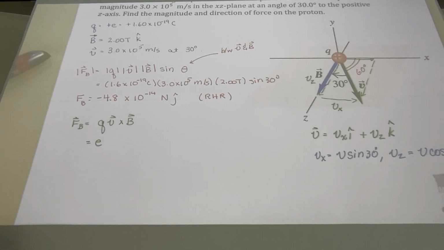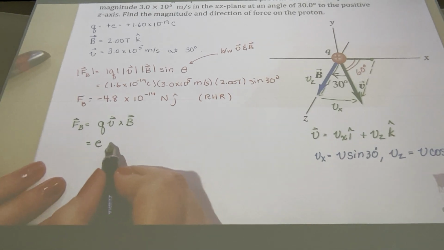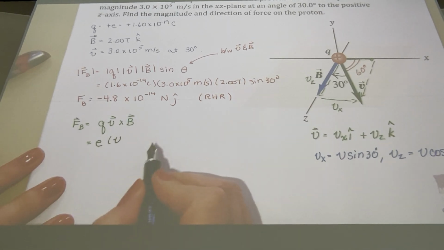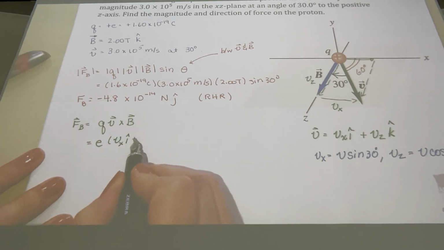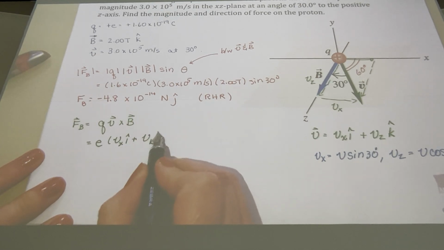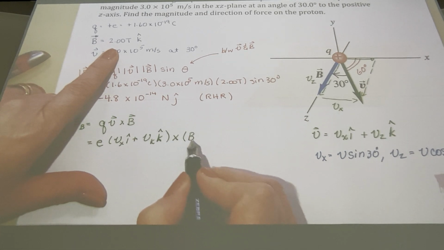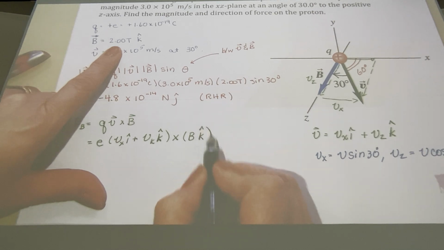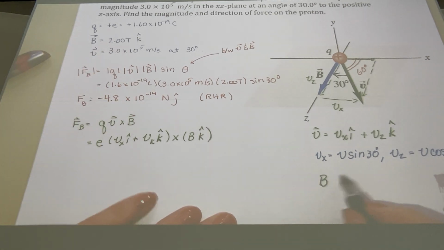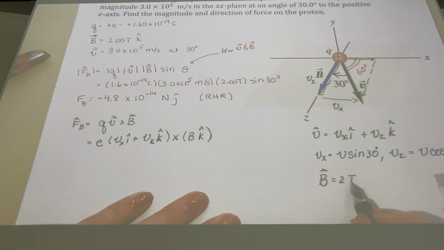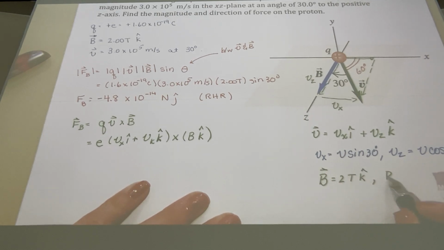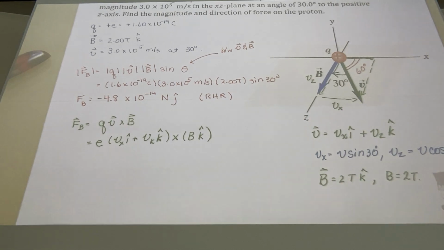We're still good here? You could calculate those numbers straight away if you wanted to. I don't want to just yet, so I'm not going to. But if you were more of a numbers person, you might do that right away. Okay, so there's our V, is Vx in the I direction, plus Vz in the K direction. That's going to be crossed with the magnetic field. For the moment, I'm just going to call that B in the K direction. I'm trying to go symbols first. So B is 2 teslas in the K direction. The magnitude of B is 2 teslas.